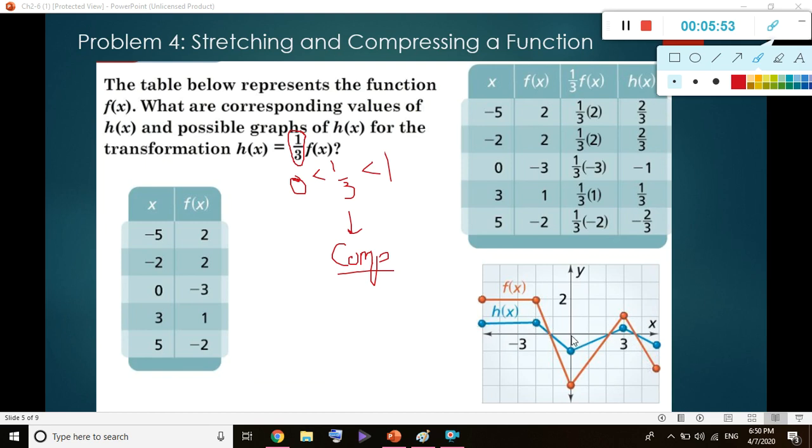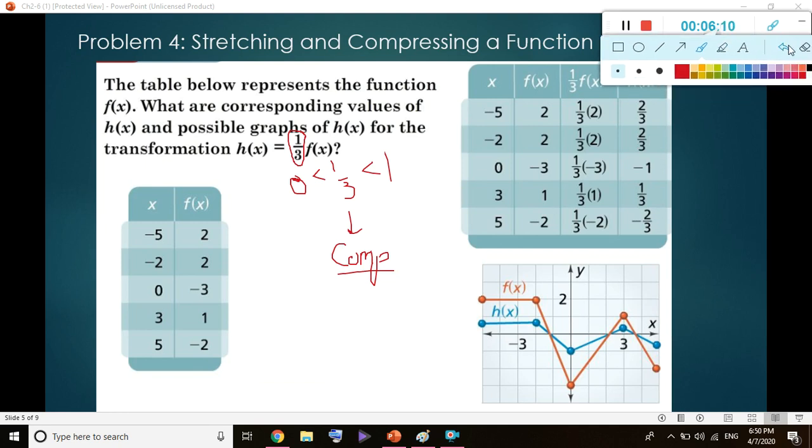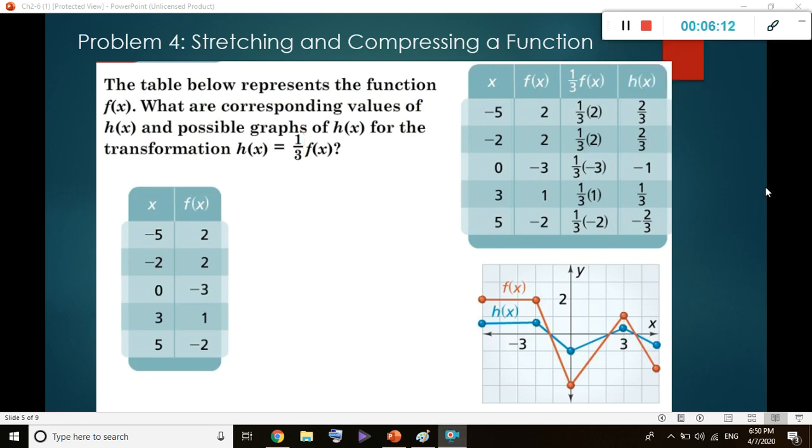Do you see how the numbers decreased here? The y values here, they're decreased. The y values here, they're decreased. Can you see h of x? So h of x values, they decreased, so we're going to have a vertical compression. So this is the difference between the vertical stretch and the vertical compression.